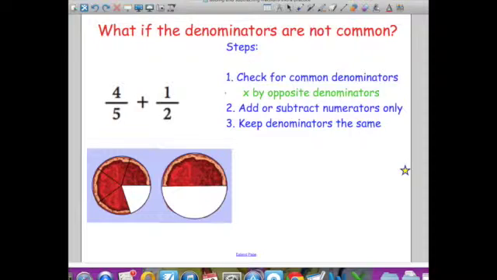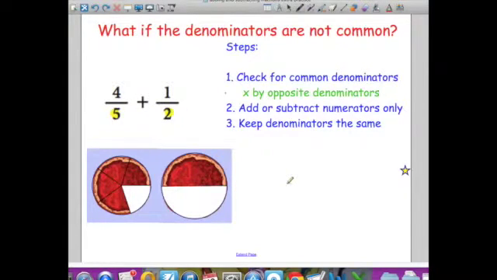To start off, we have a problem here. It's 4/5 plus 1/2. If you remember the last lesson, we could just add this right away. But if you look at our pictures here, 4/5 plus 1/2, those don't really mesh together very nicely. Our steps over here are going to help us with this. First, we check for common denominators. We do not have common denominators. We have a 5 and we have a 2. Those are not the same number, so we're going to have to do something about it.